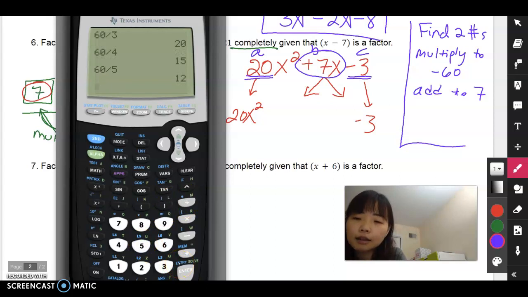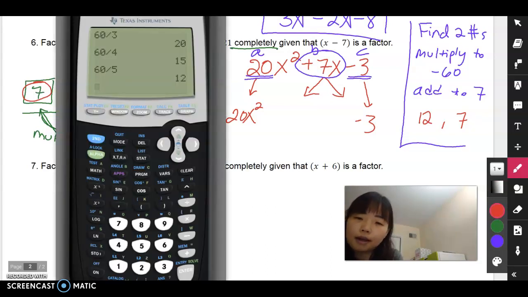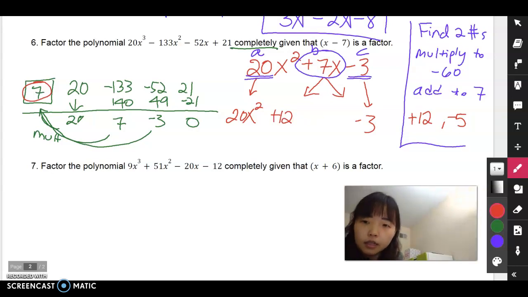See, I like that. Why? Because 12 and 5, you see? This could be 7. How? This has to be positive, this has to be negative, right? So positive 12x, subtract 5x. Uh-oh, here we go again. I don't know why it keeps doing this when it comes down to right here. Okay, there. So positive 12x, subtract 7x.